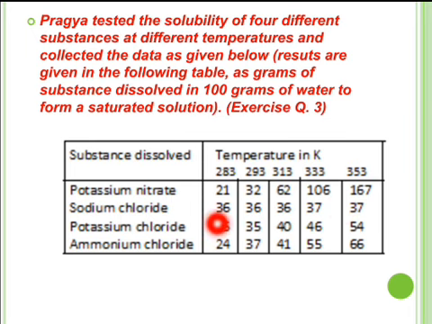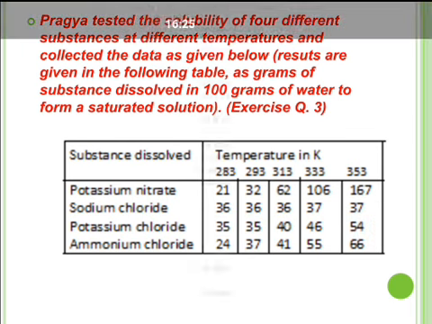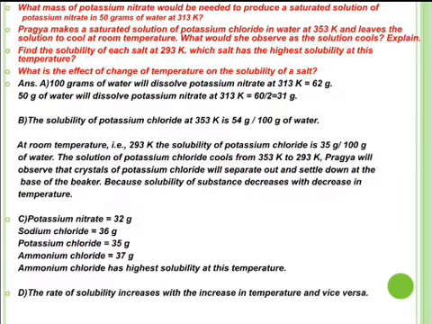Likewise, different salts at different temperatures are dissolved in 100 grams of water, and you can see that with the increase in temperature the solubility is increasing. Now let us answer some questions based on this situation. First question is, what mass of potassium nitrate would be needed to produce a saturated solution of potassium nitrate in 50 grams of water at 313 Kelvin?